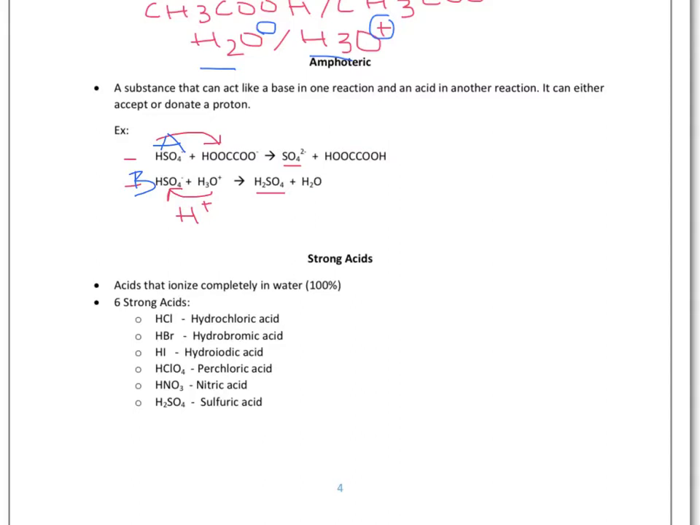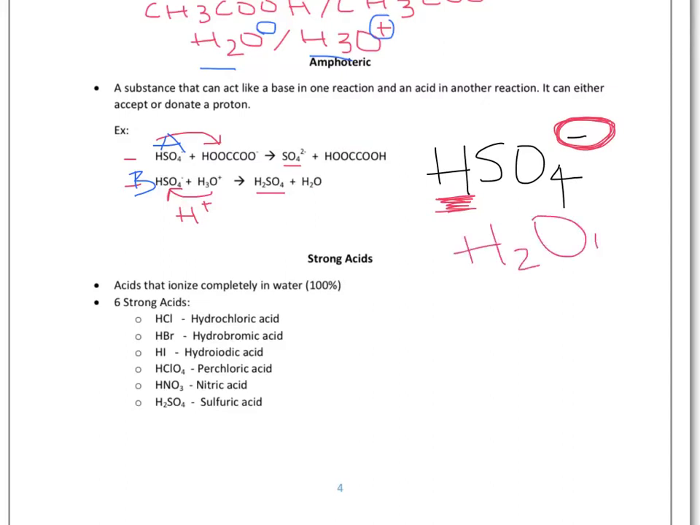All amphiprotic substances must have an H in the front to donate and an overall negative charge in order to be amphiprotic. This is because in order to be an acid, it has to have a hydrogen to give away, and to be a base, it must have an overall negative charge in order to accept an H positive. The only exception to this rule is water. Water is also amphiprotic, which we will discuss in a later lesson.